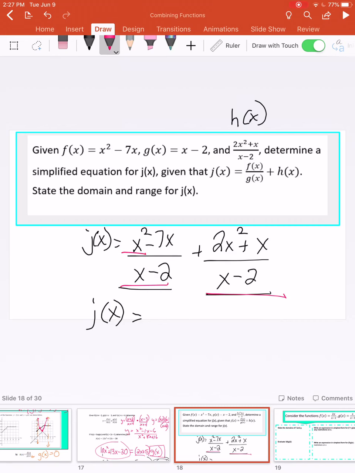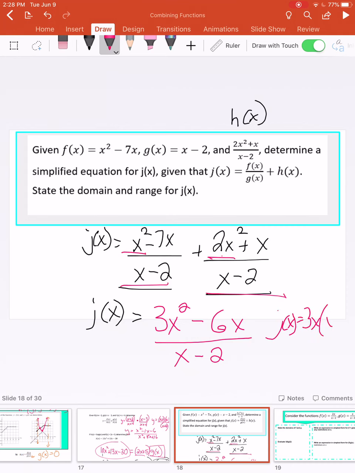So I have x squared plus 2x squared gives me 3x squared. Negative 7x plus x gives me negative 6x, all over that common denominator. So now that I've collected like terms in my numerator, I've noticed that that numerator is factorable, so I'm going to go ahead and factor it. So I can factor 3x out, which gives me x minus 2. And I notice, hey, I can cancel those x minus 2.